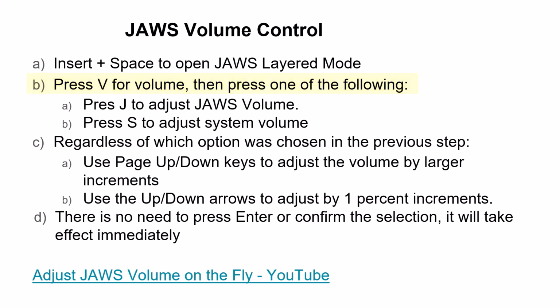Then you have a couple choices. To change the JAWS volume of just the screen reader, press the letter J. To increase or decrease the volume of the speakers, press the letter S, either one. Regardless of which you chose, use Page Up and Page Down keys to adjust the volume by larger increments, or use the up and down arrows to adjust the volume by smaller 1 to 2% increments. You do not need to press Enter or otherwise confirm your selection because it will be automatically applied.